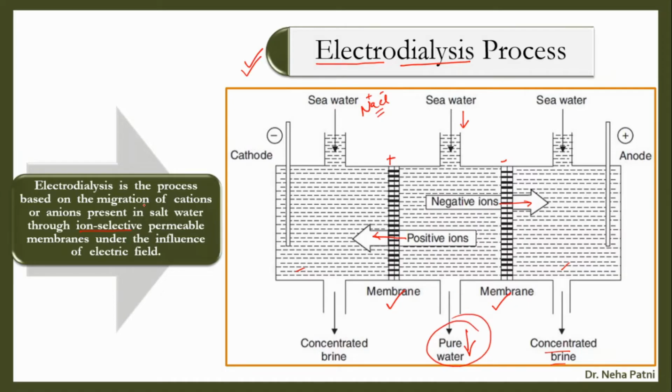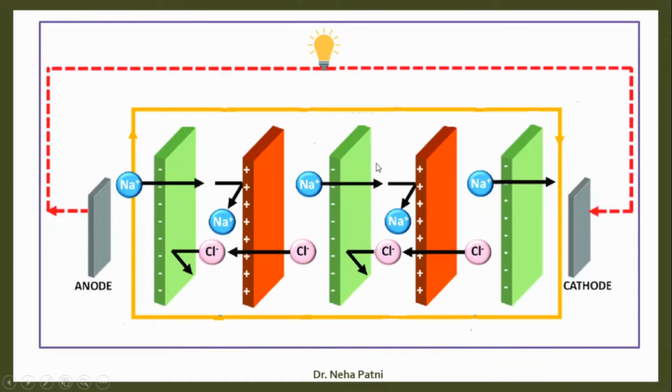So electrodialysis is that process in which the migration of cations or anions present in the salt water takes place, but through an ion selective permeable membrane, and obviously under the influence of an electric field. So that is the two main processes, like dialysis and electro. So these two conditions are to be met. Let us go ahead with one more.